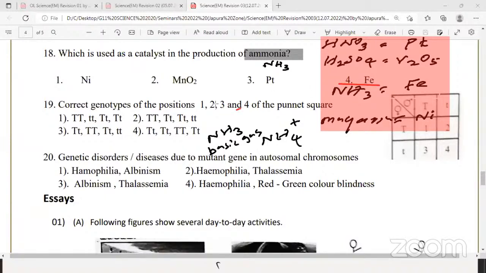Ammonia is very important in the rubber industry. But it is a toxic gas. You should not inhale it. When you open the ammonia bottle in the school laboratory, you get a strong smell. So it's a toxic gas.